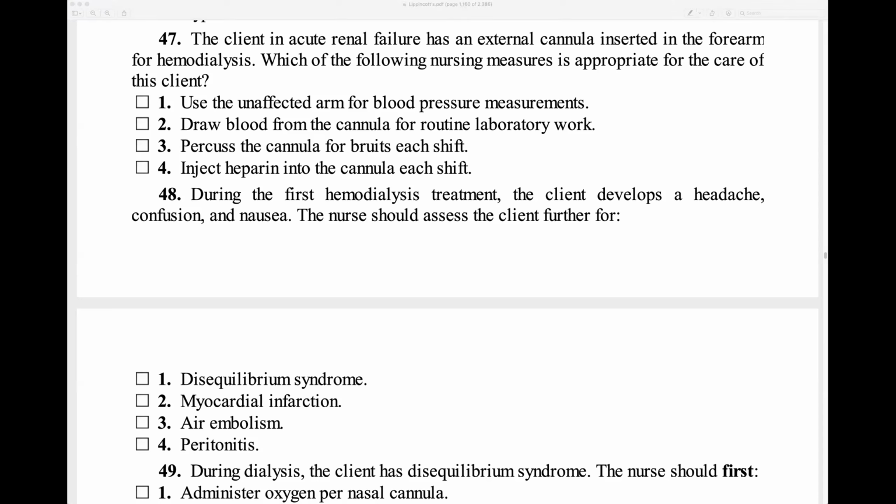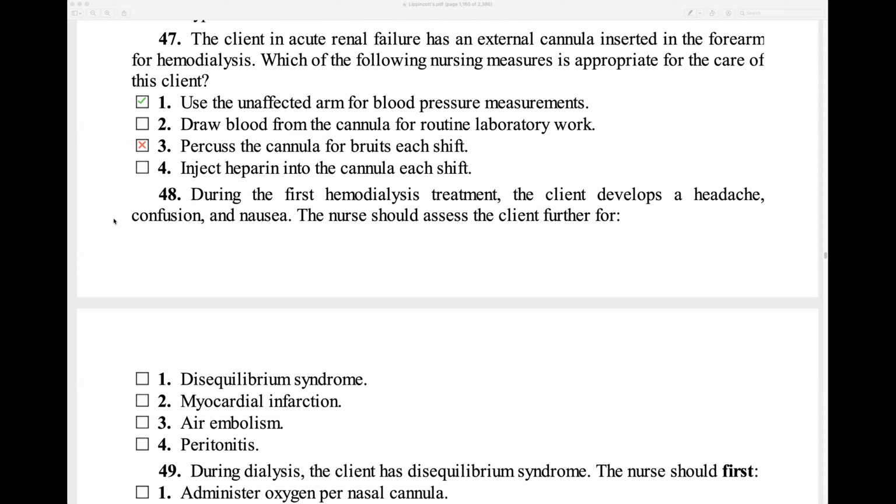Very good. The correct answer for 47 is choice one. Just remember, for any type of dialysis access, it doesn't matter which type, if a patient has a dialysis access in an extremity, we cannot use that extremity for blood pressure or to draw labs. Also, you see how they tried to trick you with choice three?